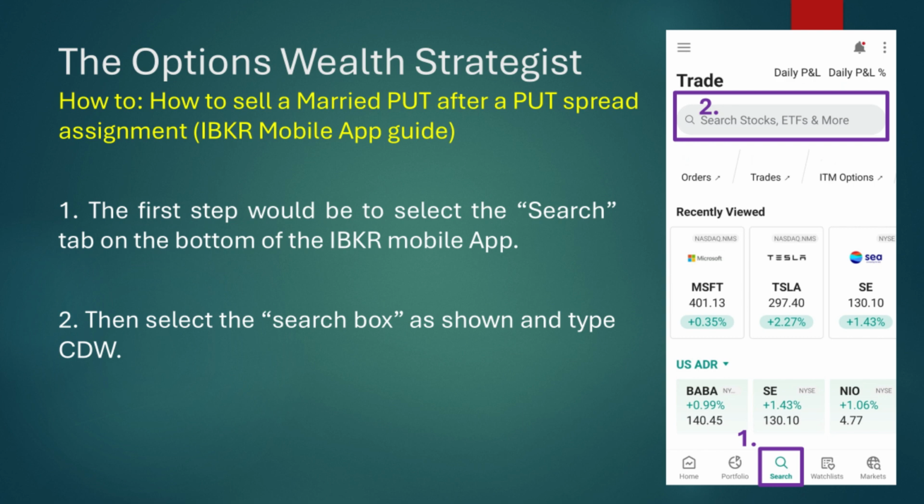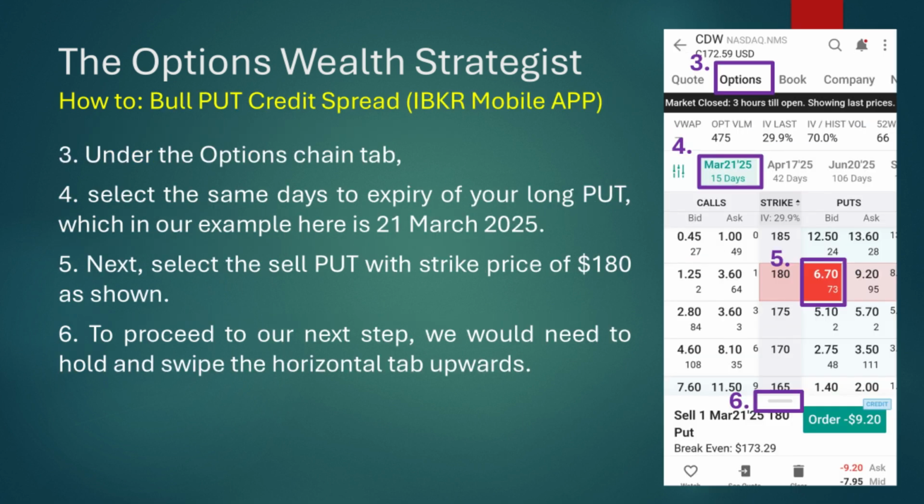On the IBKR mobile app, our first step would be to select the Search tab on the bottom row. Then we select the search box as shown and type CDW to show its options chain page. Select the Options Chain tab. Select the same day as the expiry of your long put, which in our example here is March 21st, 2025. Next, select the sell put with strike price of $180 as shown.